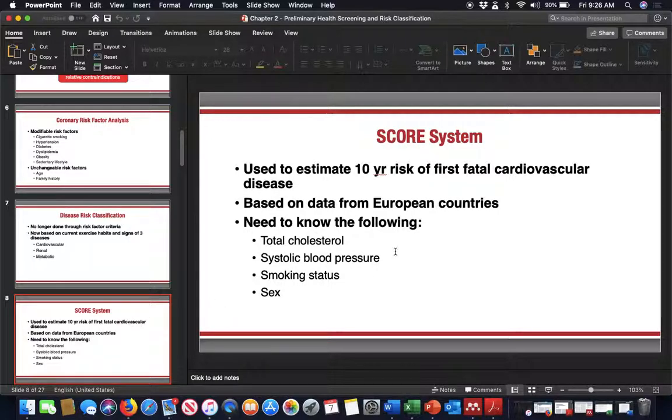And so you have a SCORE system, and it says here it's used to estimate the 10-year risk of a first fatal cardiovascular disease. This has been something that they associated with in the European countries, and like it says here, you need to know those things that are below. Total cholesterol. So what does total cholesterol need to be? Is it under 200? Is it 200 to 240? Where is that range? But under 200 is optimal.